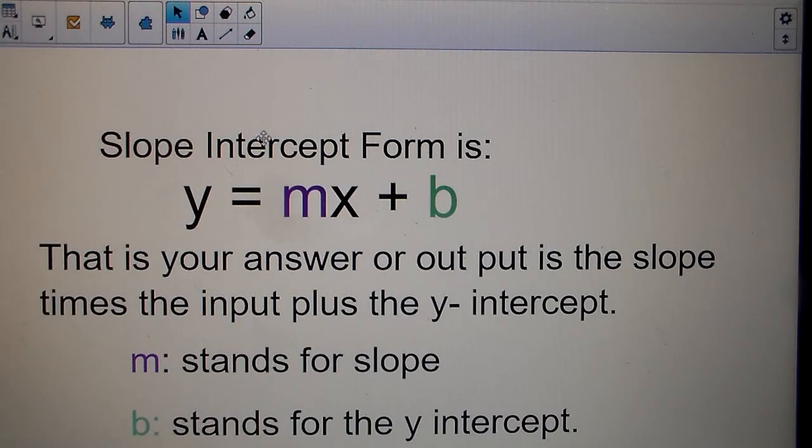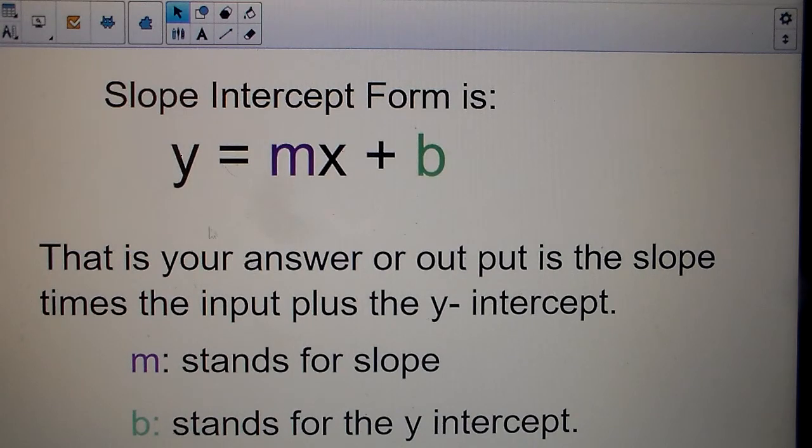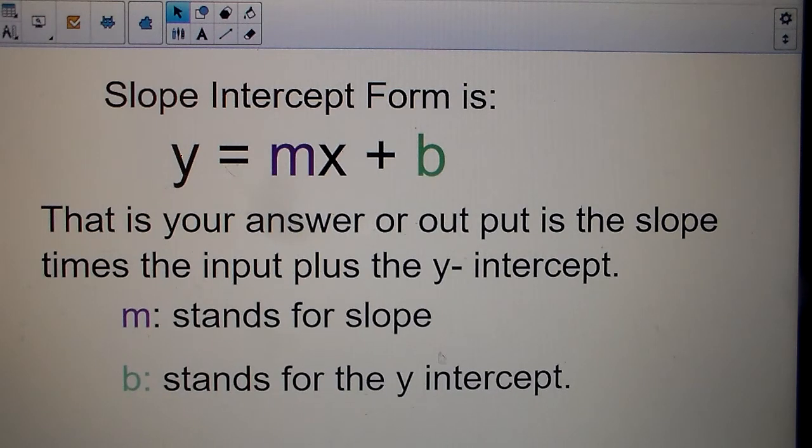So, slope-intercept form is y equals mx plus b, where m stands for the slope and b stands for the y-intercept. In other words, we're going to put the number where the line crosses the y-axis for b. And the slope, just like we talked about before, is rise over run. So we're going to pick 2 points and do rise over run to find out what the slope is.